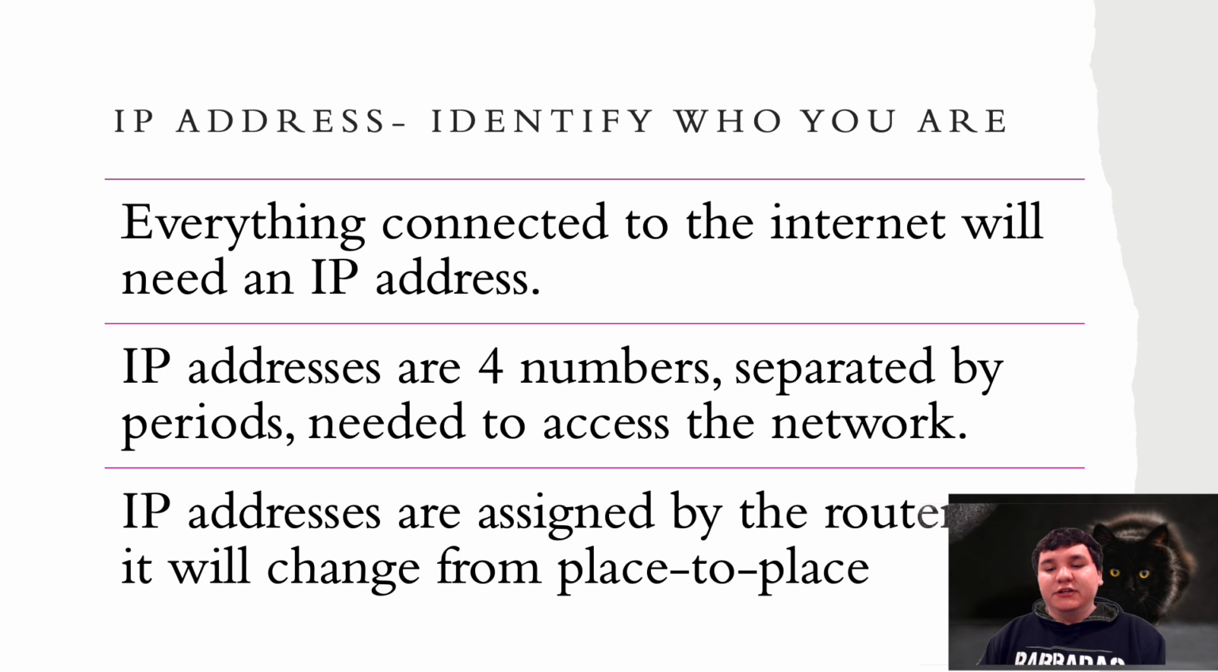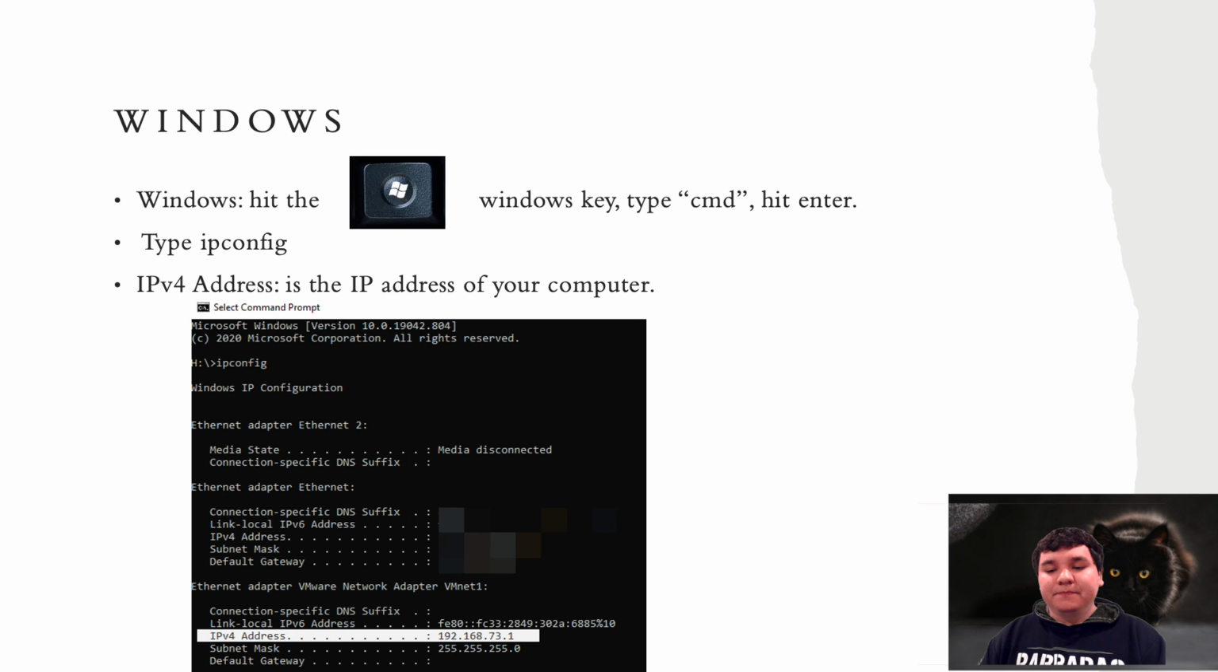So your IP address at home might be 192.168.1.3, but you go to some place like a school and it might be 10.4.3.7. Every place you go, you'll have a different IP address.